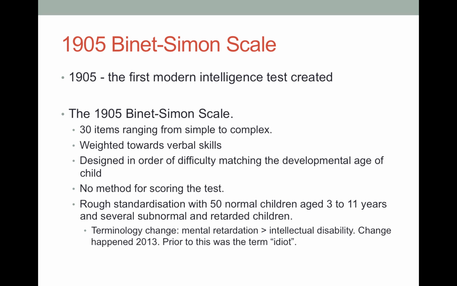So a child of 7 who passed the test designed for a 7-year-old but failed the test for an 8-year-old would be assigned a mental age of 7. The use of age in psychological testing is still used today. For instance, we determine the reading age of a child at school to judge their reading ability in relation to where they should be. Binet and Simon did not develop a method for scoring the test. Only a rough standardisation had been done on the test with 50 normal children ranging from 3 to 11 years and several subnormal and retarded children.